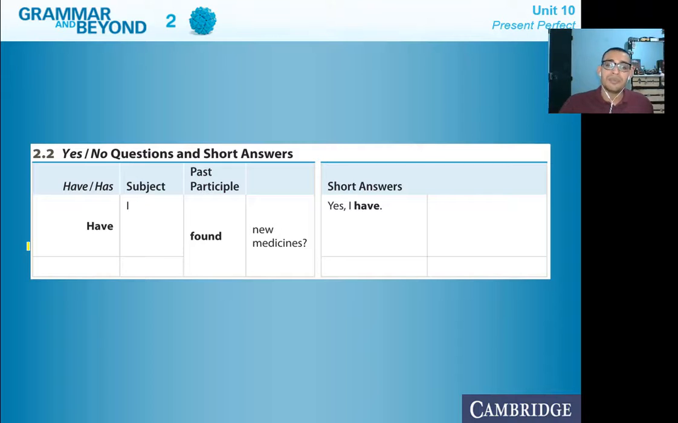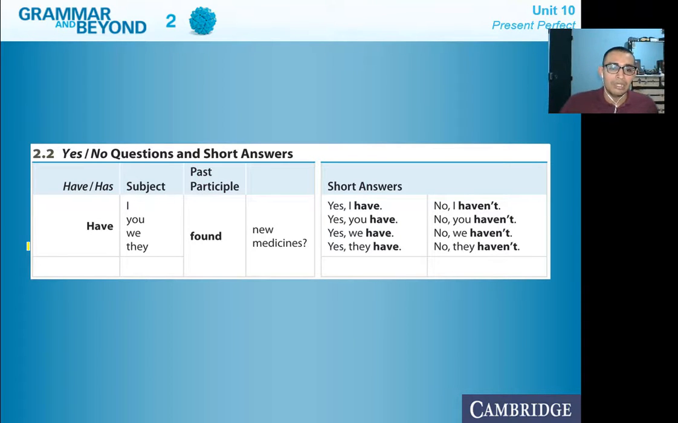Short answers will be yes I have, no I haven't. Have you? Yes you have, no you haven't. Have we? And so on. Okay, now we have has he, has she, has it found new medicines? Yes he, she or it has. No, he, she or it hasn't. Okay, simply as that. Have you understood? You can answer yes I have, no I haven't, right?